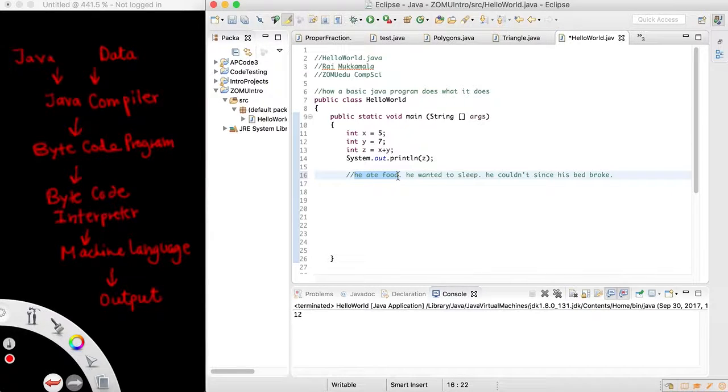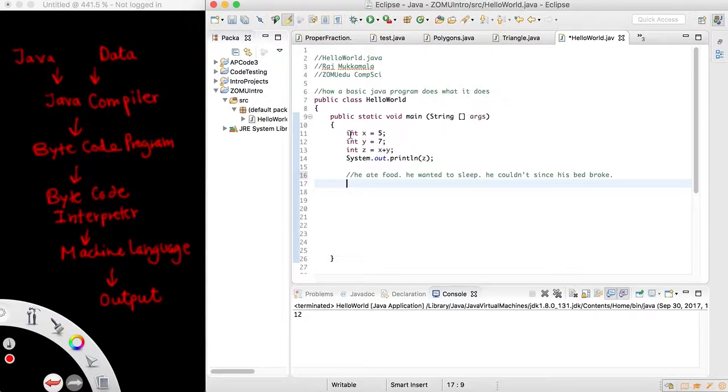Each command that the bytecode has, it executes. So he ate food, it would execute that. He wanted to sleep, it would execute that. He couldn't since his bed broke, it would execute that. So now it's reading line for line what's actually happening in that code. And then finally, it outputs whatever the code wants to execute. So I guess the best way to show that is to show an actual example.